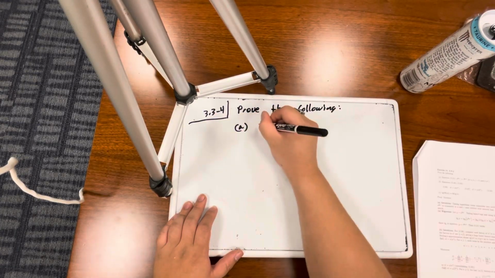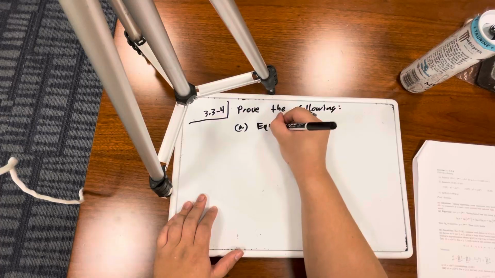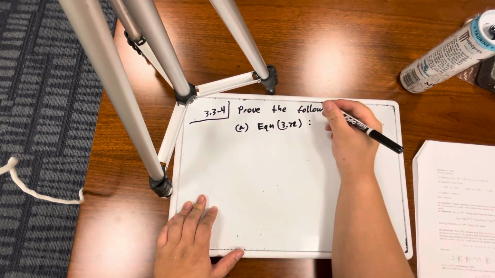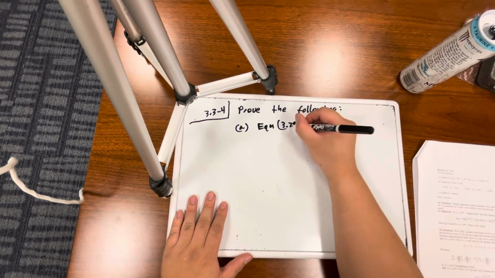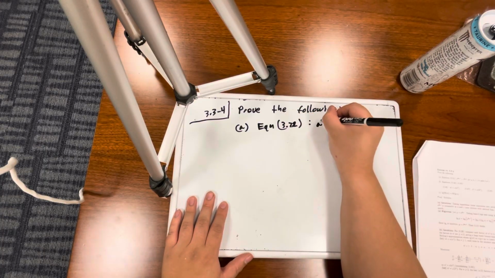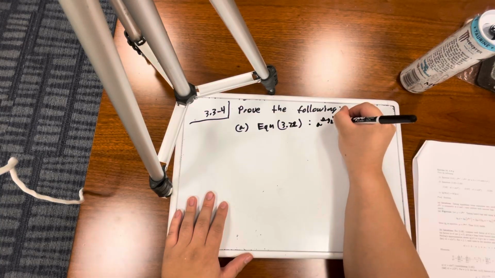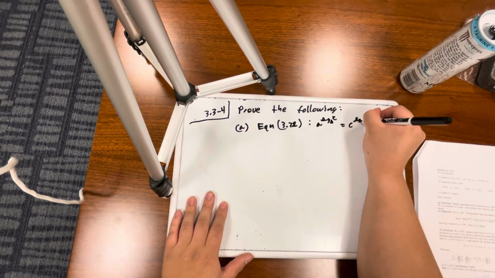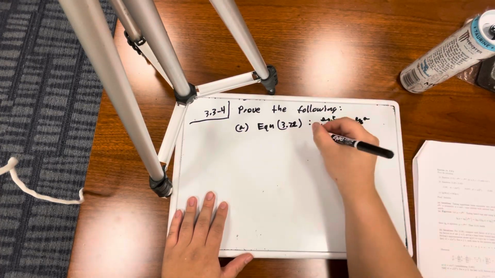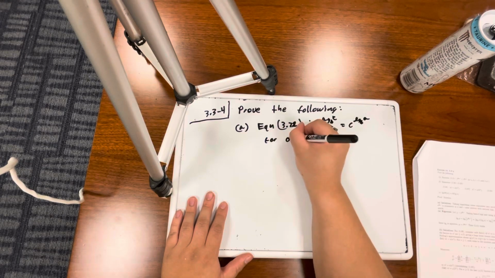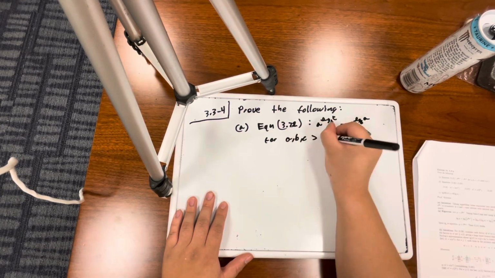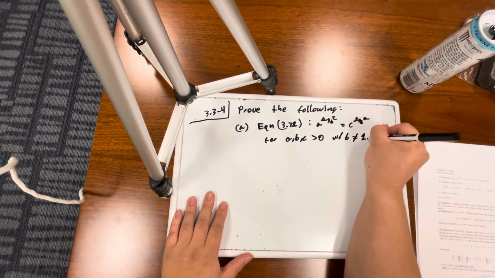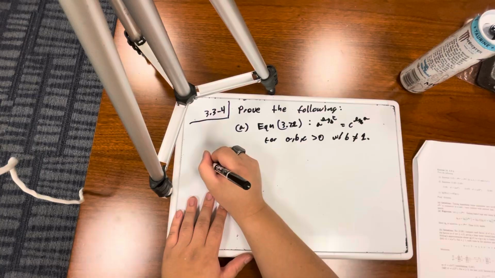For part A, we have equation 3.21, which I'm just going to list here because they refuse to. A to the log base b of c is equal to c to the log base b of a for a, b, c greater than 0 with b not equal to 1. Okay, so that's the first part.